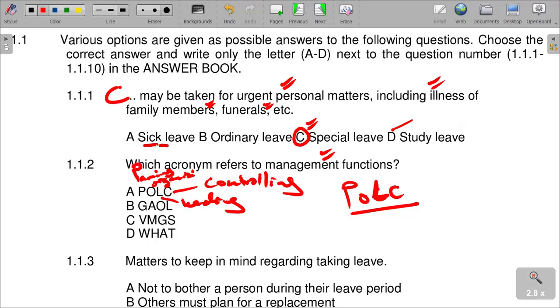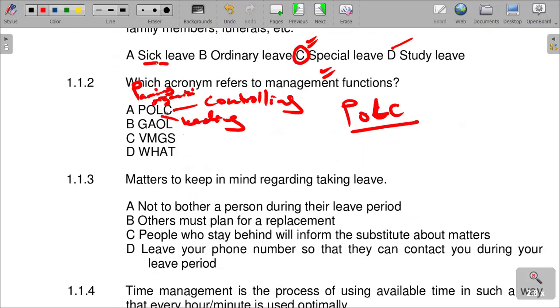These are the management functions. When we are in any organization, there needs to be planning. Work must be planned. We talk about organizing in terms of coordination, in terms of setting up of schedules and so forth, and leading and controlling in order to ensure that the organization remains viable. We are saying A should be the right answer. POLC is the correct answer that defines management functions.